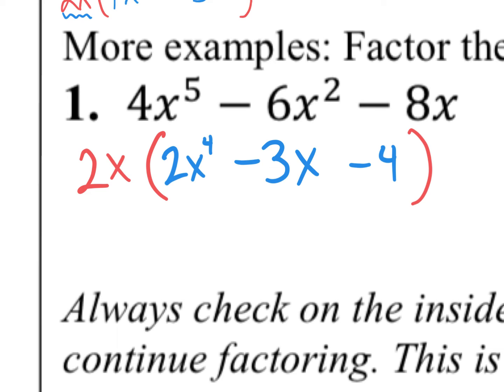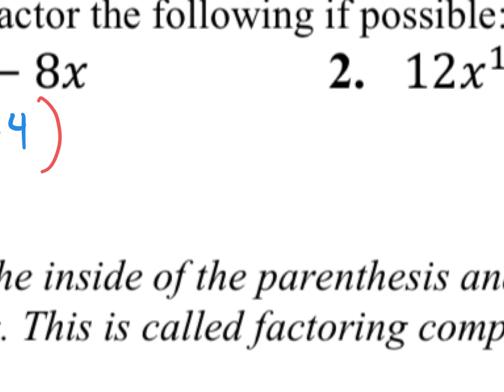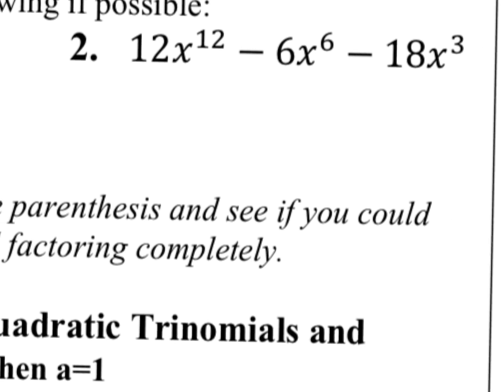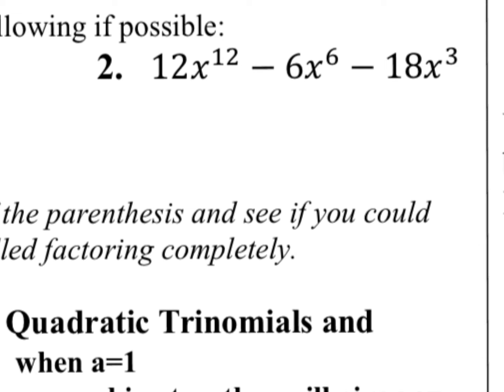Cool, right? This is what we call pulling out the GCF. It's the first type of factoring you learn in Algebra 1. It's the first type of factoring you're supposed to always try, because it'll always make things easier if you're factoring. Pulling out the GCF first. And again, GCF stands for greatest common factor.